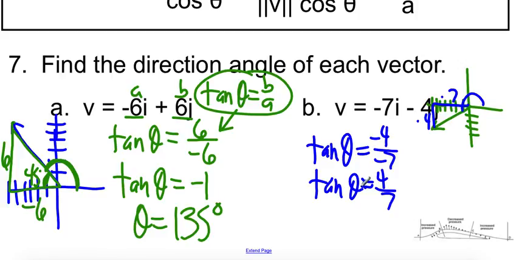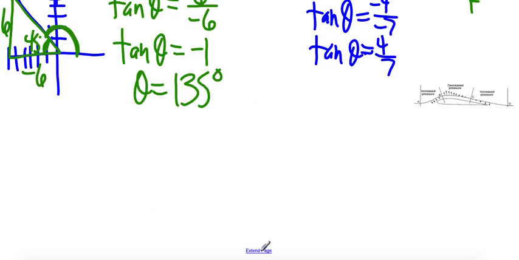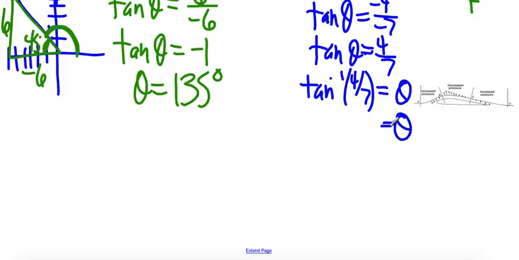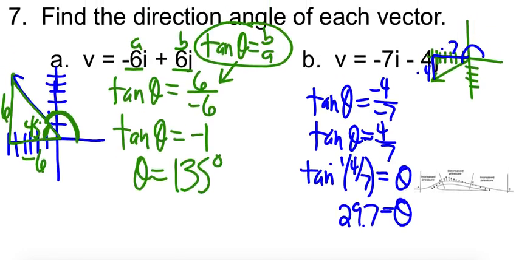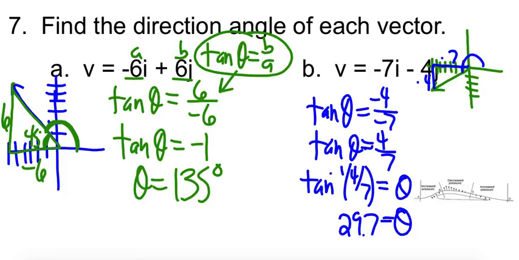Now, this is not one of our special triangles. We can't figure this out, so we're going to actually put this in the calculator. Make sure you're in degree mode. You're going to do inverse tangent of 4/7. And we get 29.7. Okay, that is not our answer. Take a look at what's happening here. 29.7 is this angle right here.